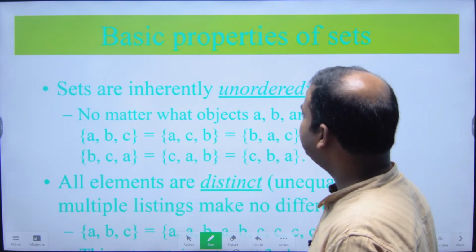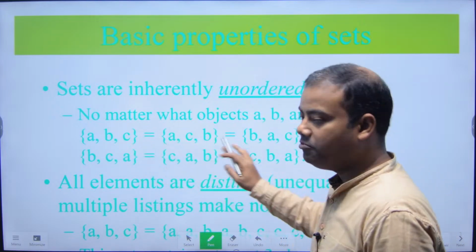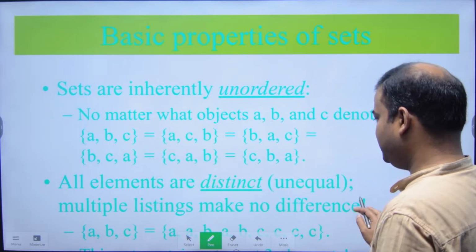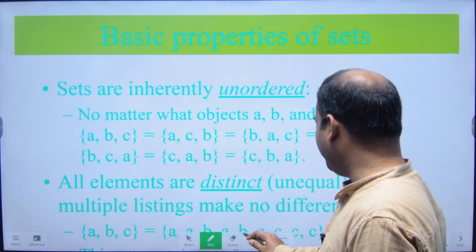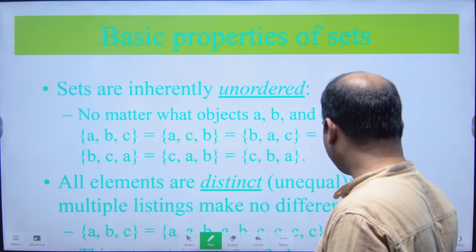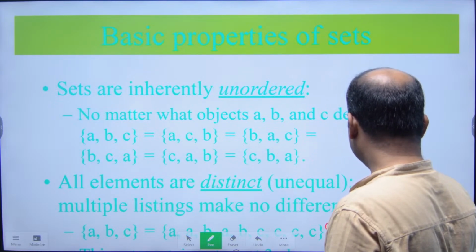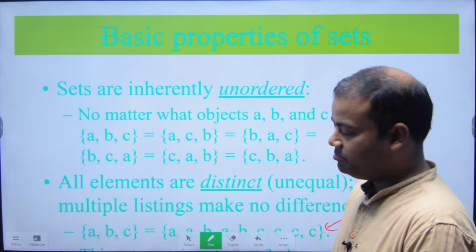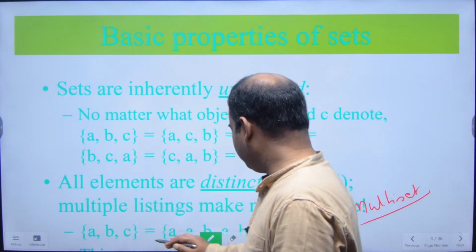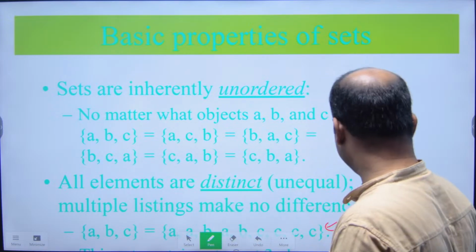So sets are inherently unordered. I have already told you, ABC and ACB are both the same. Distinct? Yes. So if we write AA, BA, BCC like this, this is called a multi-set, where multiple copies of elements are possible. But in a set, there are distinct elements only.